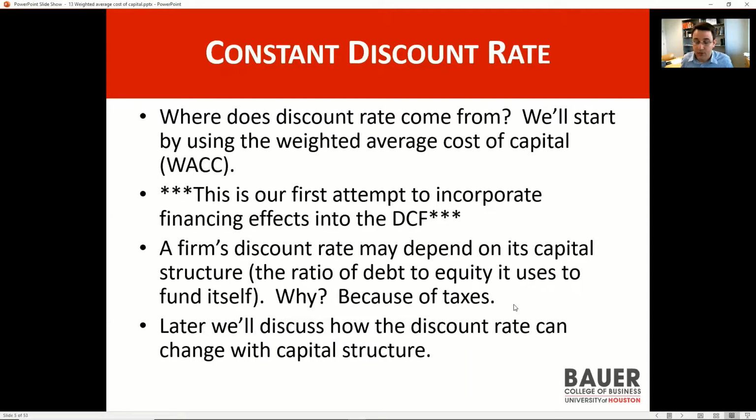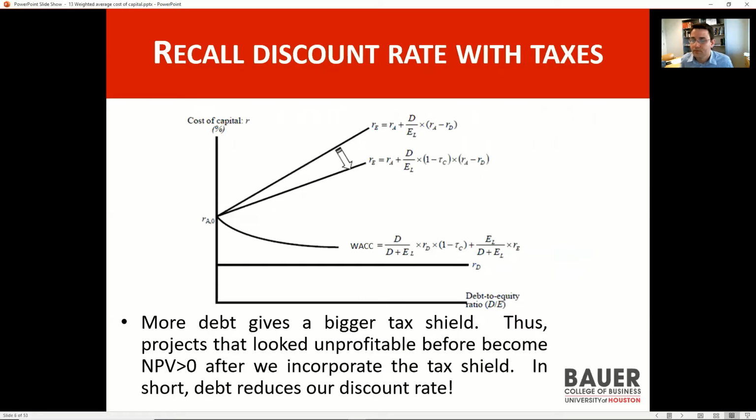And then next, what we'll do is we'll think about changes in capital structure. So this is the next topic when we study delevering and relevering. We'll think about how the discount rate changes with the capital structure. But for now, the first step is to build those tax shields into our discount rate so that we can value financing along with the operations of a project.